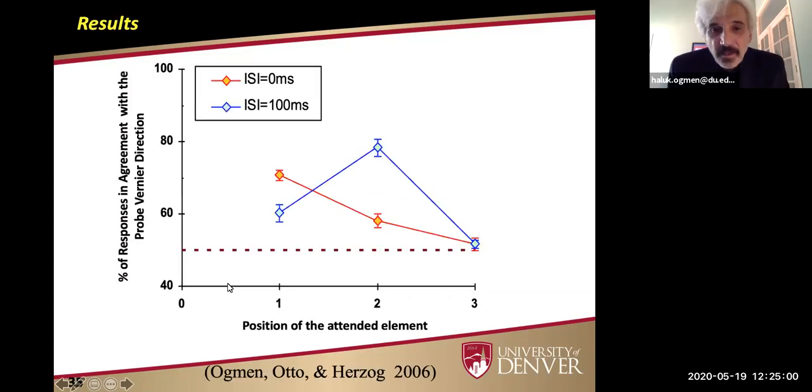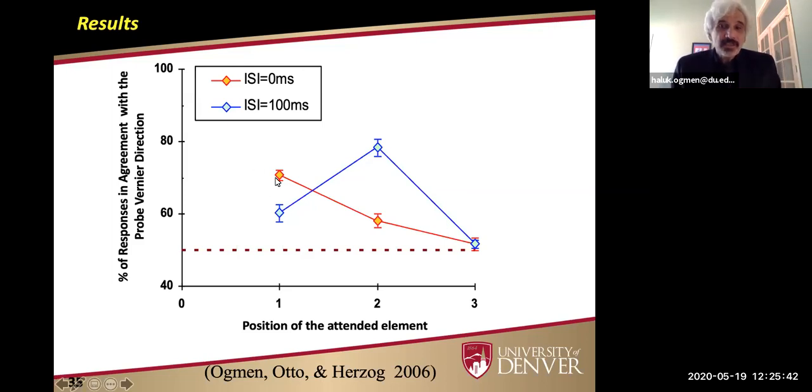And here are the results. The x-axis is the position of the attended element, the one that subjects report in the second frame. And the y-axis is the percent of responses in agreement with the probe vernier offset direction. The red curve is for element motion, short ISI, and the blue curve is for group motion. As we have mentioned, for element motion, both the retinotopic theory and the motion-based grouping hypothesis predict the same thing, that the peak would be in element 1. So it's kind of a control condition for us, and that's exactly what we observed.